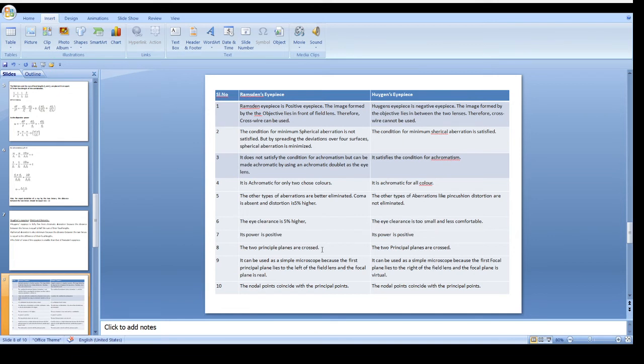Its power is positive in Ramsden's and in Huygens also. The two principal planes are crossed, in Ramsden's eyepiece and in Huygens eyepiece also. Ramsden's can be used as a simple microscope because the first principal plane lies to the left of the field lens and the focal plane is real. Huygens cannot be used as a simple microscope because the first focal plane lies to the right of the field lens and the focal plane is virtual. The nodal points coincide with the principal points.